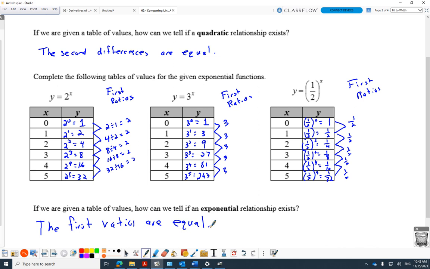What questions do you have about that? Do you need more time? All right. Let's practice this out.